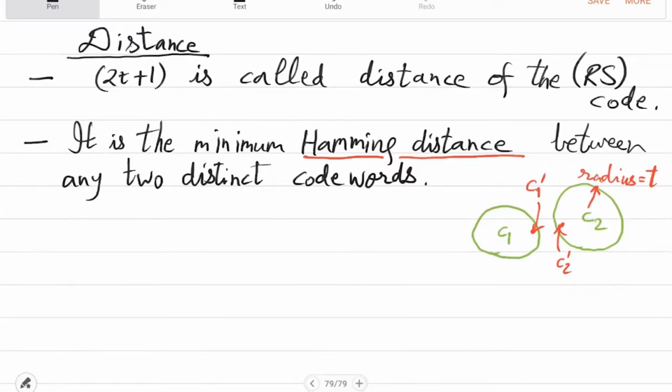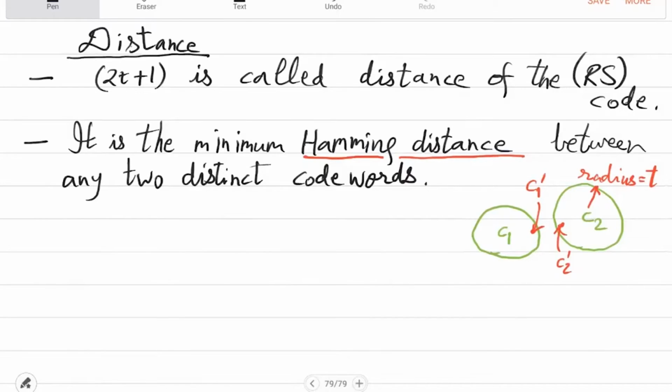So that is actually the advantage that Bob has. No matter what the channel does within the threshold of T or less, Bob will always be able to get to C1 from C1 prime. And this radius is T, of course, of the balls. So up to T errors, corrupt strings will remain inside the ball. Any questions? So this is the notion of distance of a code.